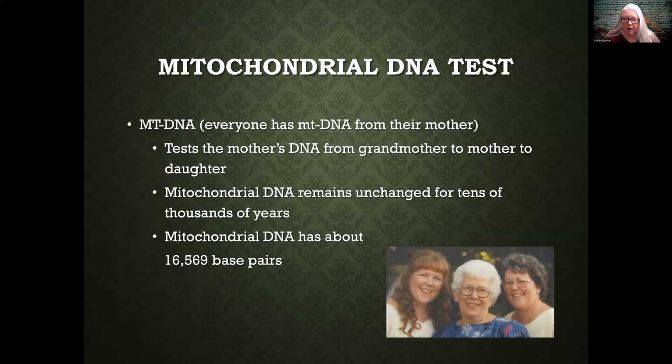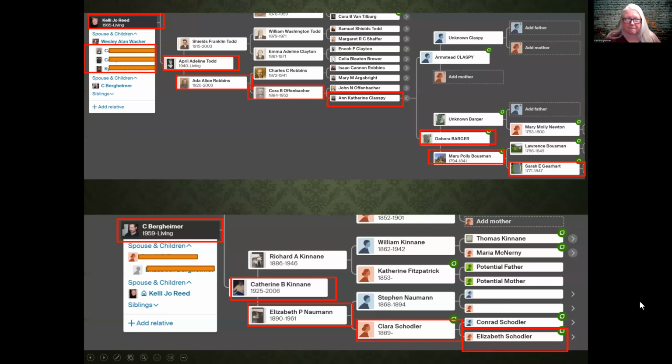And it remains relatively unchanged for tens of thousands of years. It has a very slow mutation rate, and it has about 16,000 base pairs. Remember, when you're talking about how many base pairs we test in autosomal DNA testing, it's around 700,000. So it's very, very small in comparison to what we're doing with our other chromosomes.